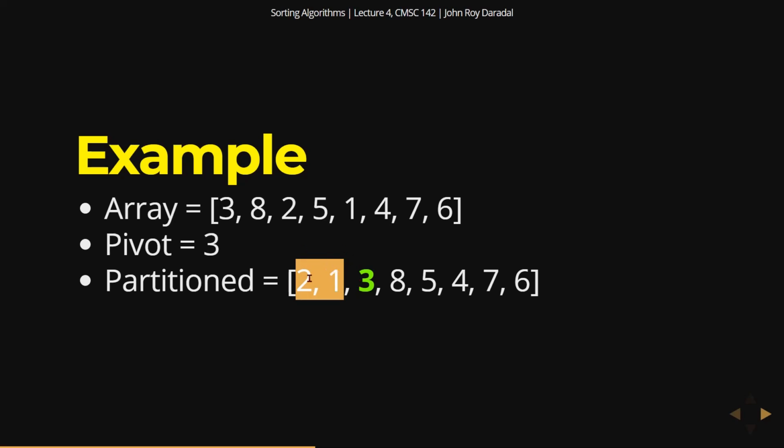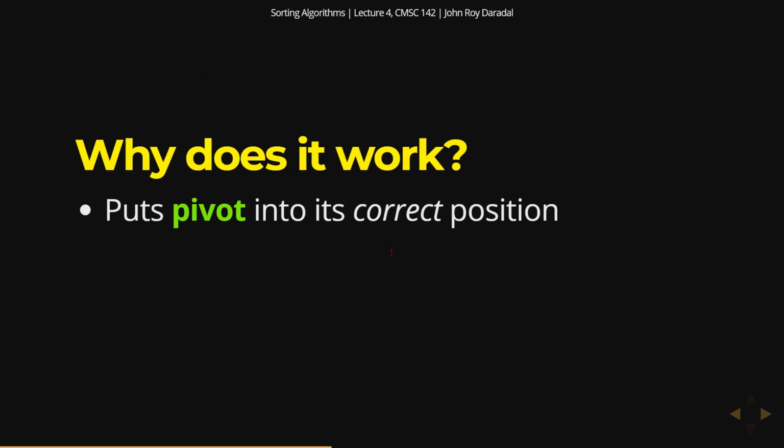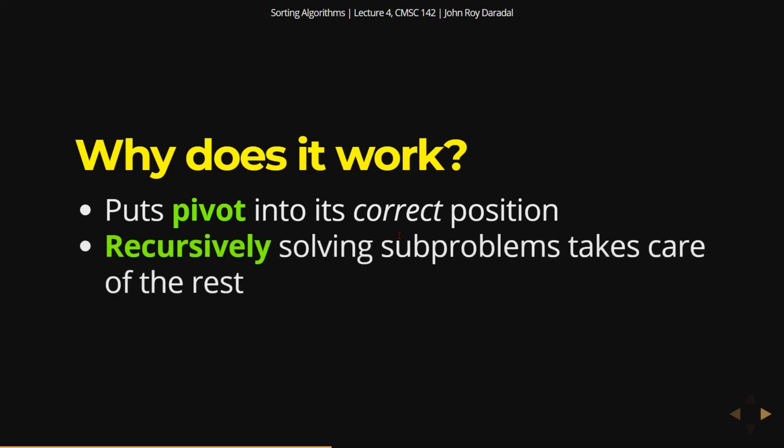No matter what the position is, this is the correct position for 3, and all the others here are greater than 3, so whatever their order is here, we know that this is the correct position for 3. So we are putting the pivot into its correct position, adding an item to its correct position each iteration, and we're recursively solving the sub-problems to take care of themselves.